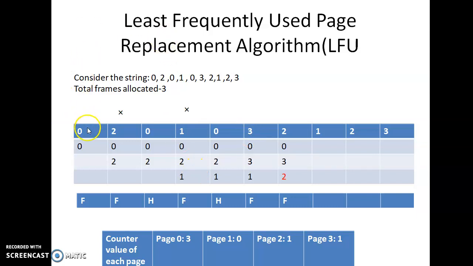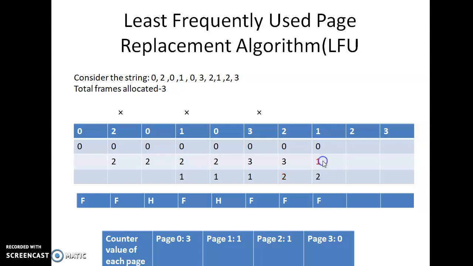So here we will be looking from 0 to 2, at which page out of 3 and 2 has been referred earlier. 2 has been referred but it has already been removed from the memory, so it will not be considered for the removal. So the next page that has been referred is 3. So 3 will be removed from the memory and 1 will be entered into the memory.